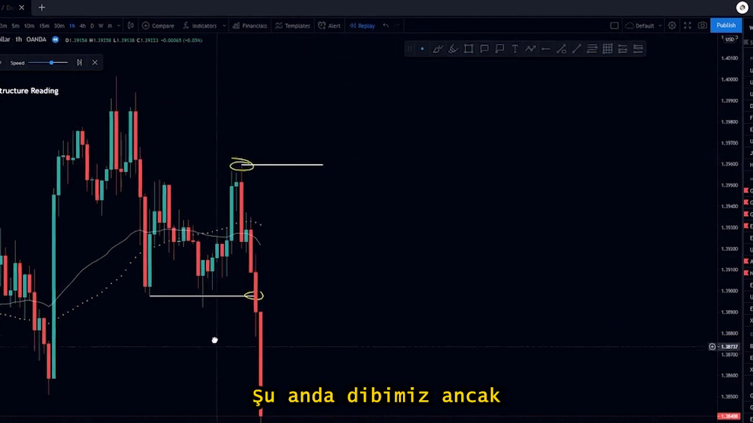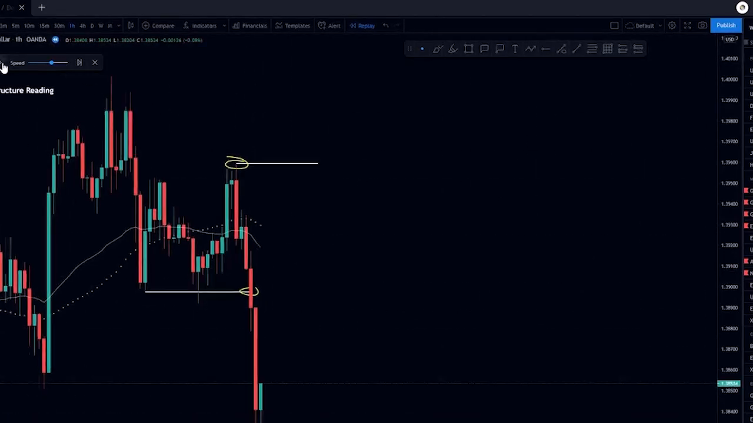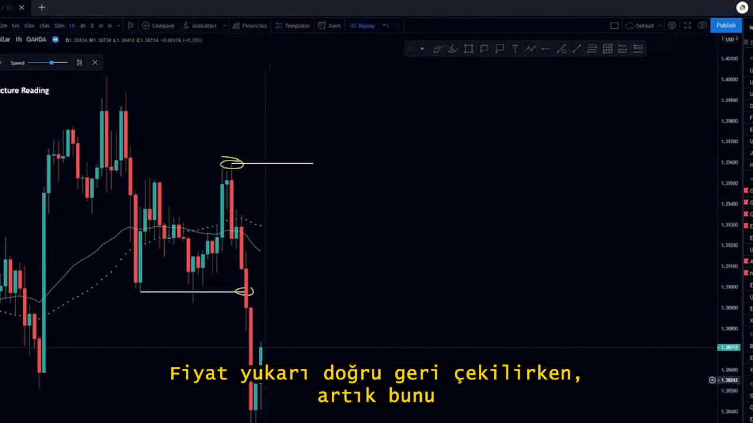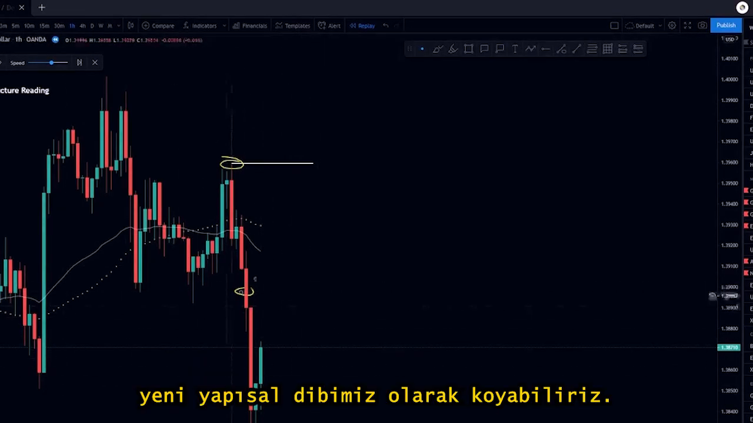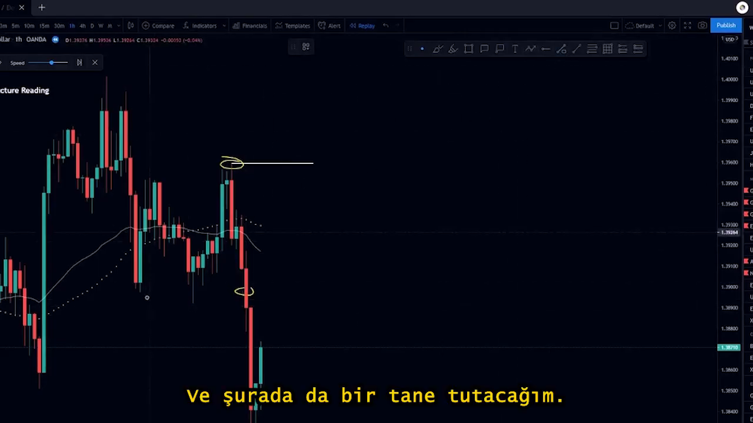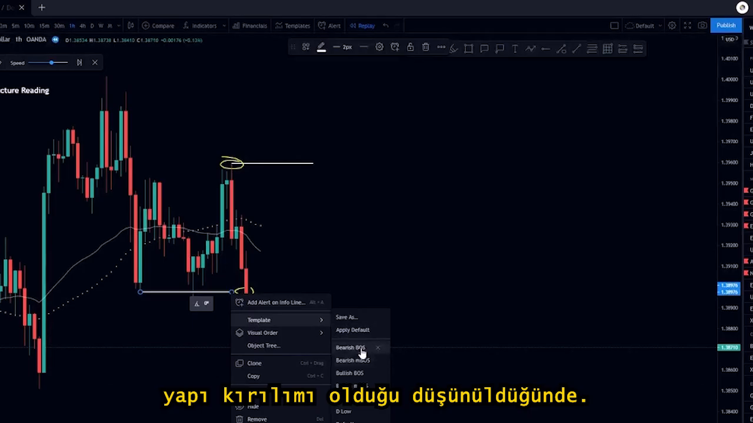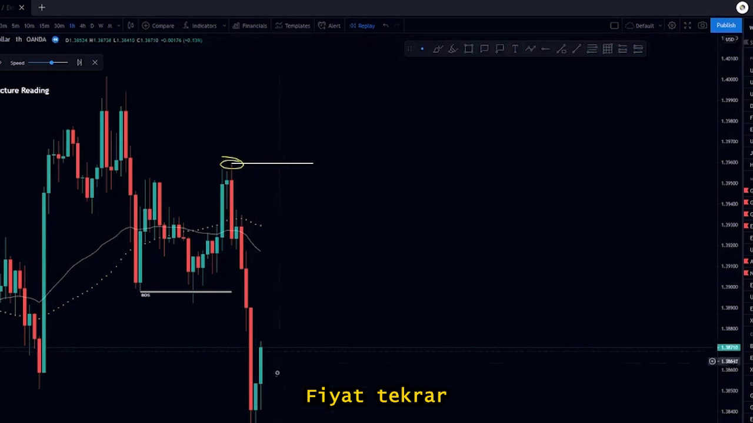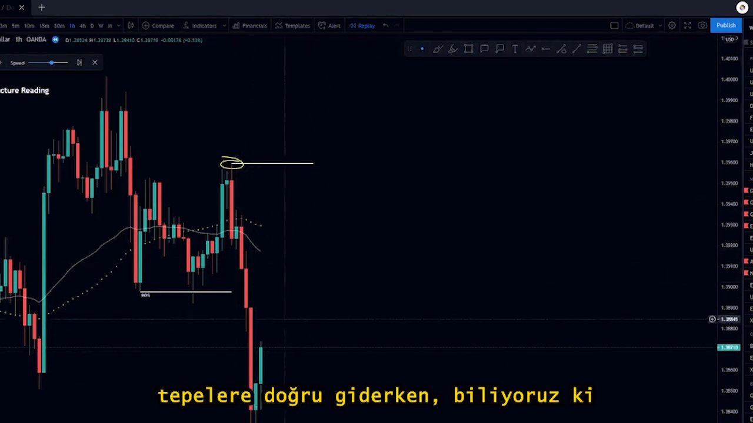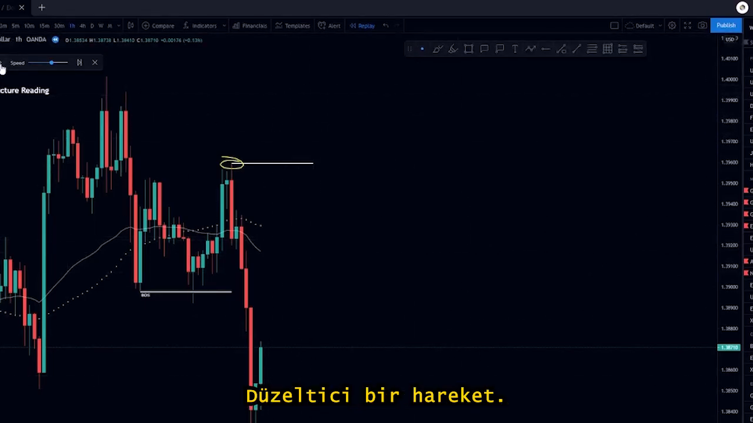Now our low will only be identified once we start seeing a pullback. So as price is pulling back up now, we can place this as our new structural low. And I'm just going to keep one over here, given that this was a bearish break of structure. And this is our new low. So as price is moving back towards the highs, we know that this is within a retracement, a corrective move.